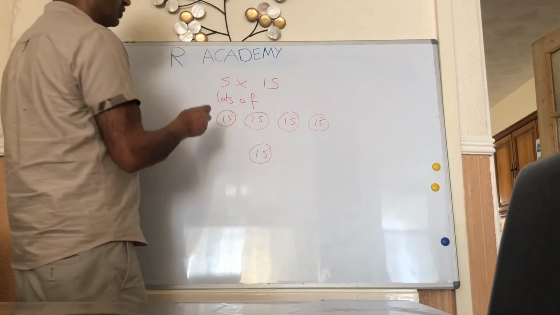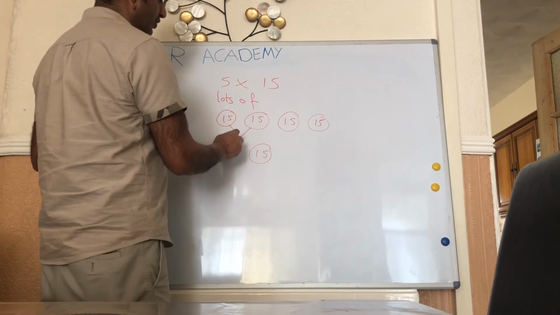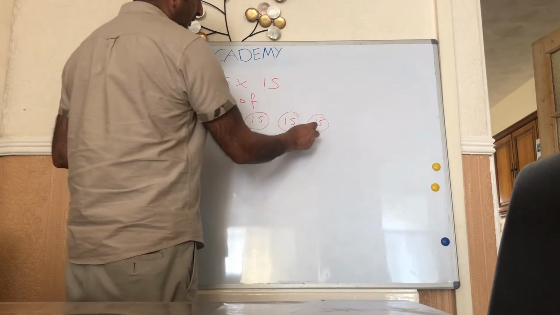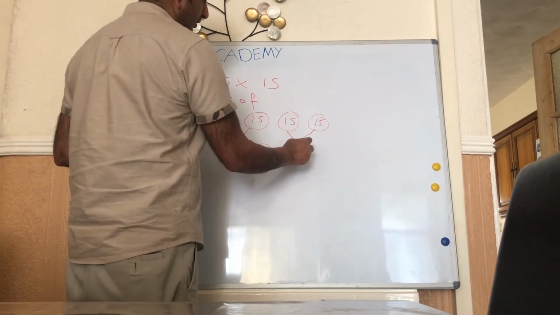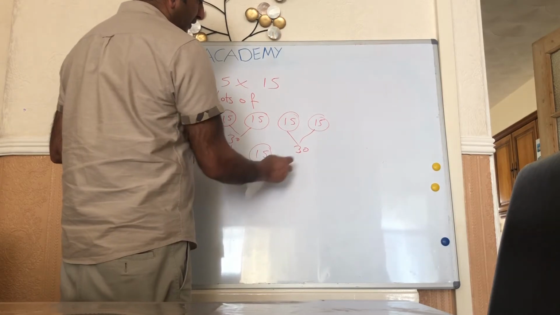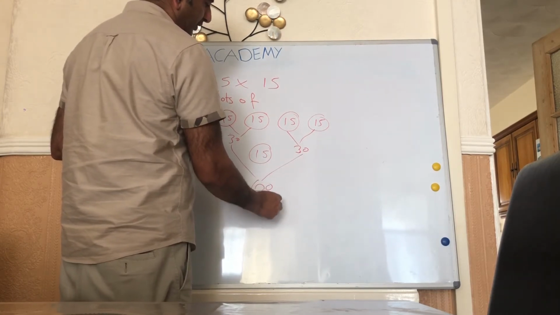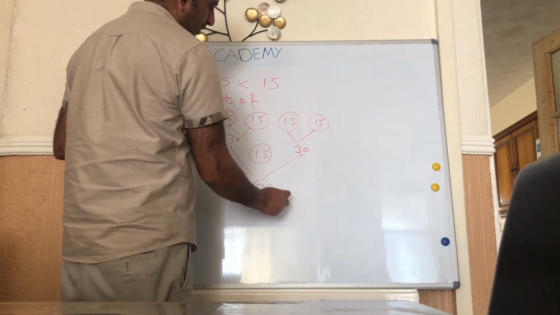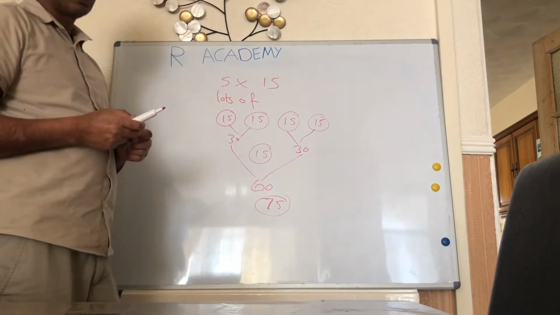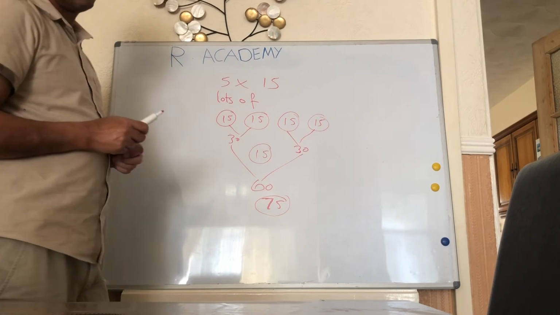So you could easily do 15 plus 15 is 30. 15 plus 15 is another 30. 30 plus 30 is 60. And 15 more is 75. So as you can see, multiplication can work in a few ways.